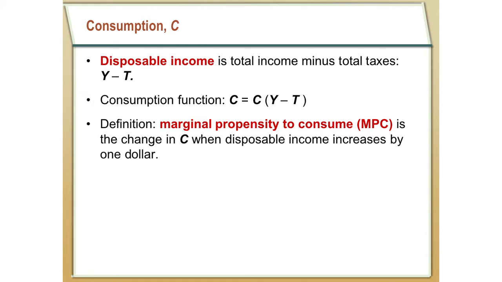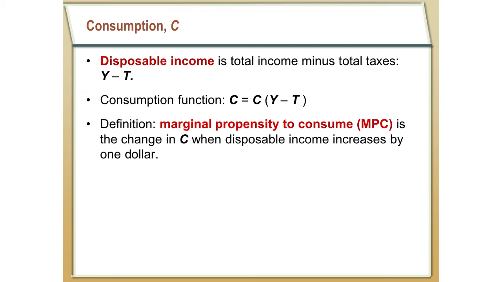We're simply going to say that consumption is related to disposable income, which is all the income that you have left over after you pay your taxes. Remember, Y can stand for output or income. In this case, we're thinking of Y as standing for income. So total income minus total taxes will give us the total disposable income in the economy.